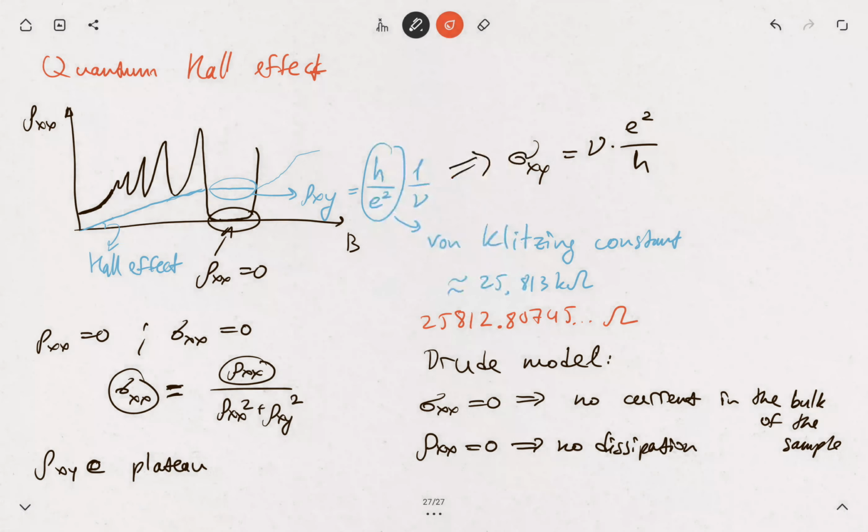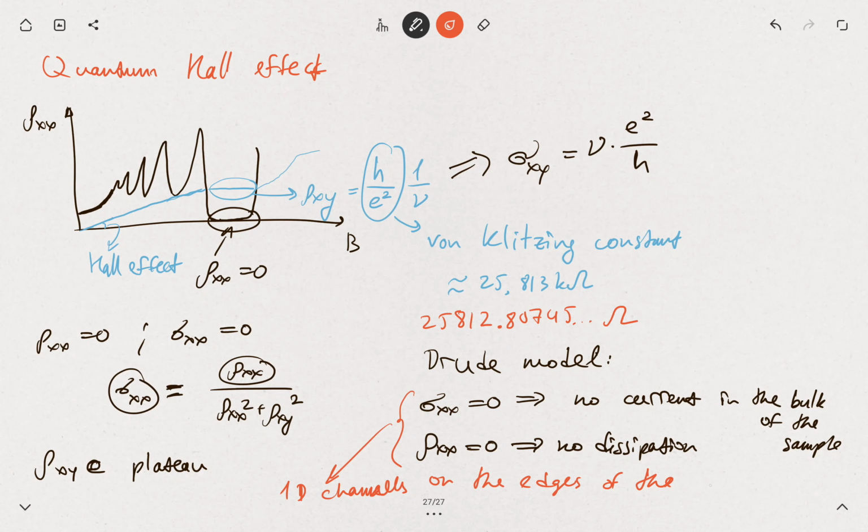And the way to reconcile those two is to actually use this concept of one-dimensional channels, which I briefly discussed recently. So 1D channels on the edges of the sample, and the sample is insulating. So on the edges of the insulating bulk of the sample.